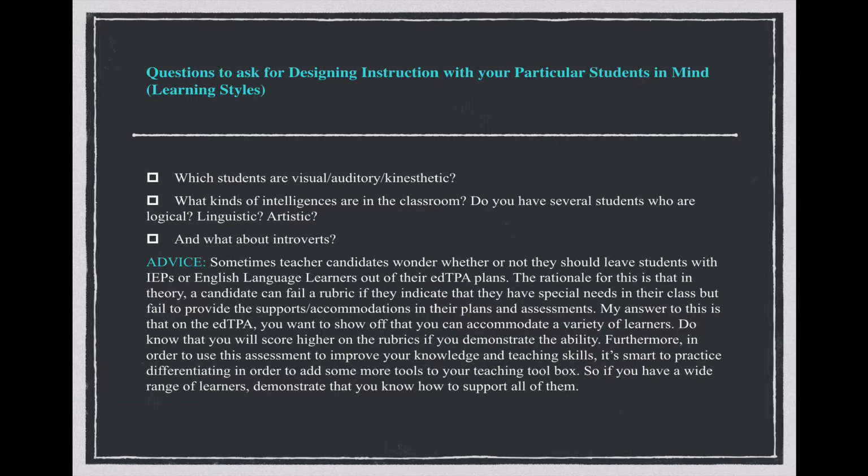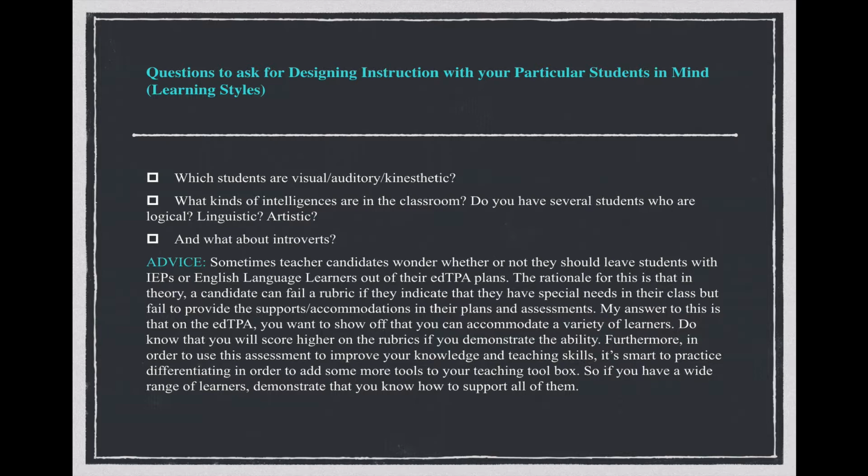And this advice piece is, there's this idea out there in edTPA land that if you are student teaching in a classroom where there are English language learners or students with classifications like IEPs, the student teacher doesn't want to include them when they are representing who's in their class in their edTPA portfolio, because if you state that you have students with special learning needs up front, but then you don't plan for them in task 1 and you don't accommodate them in your assessment in task 3, you can fail a couple of the rubrics.